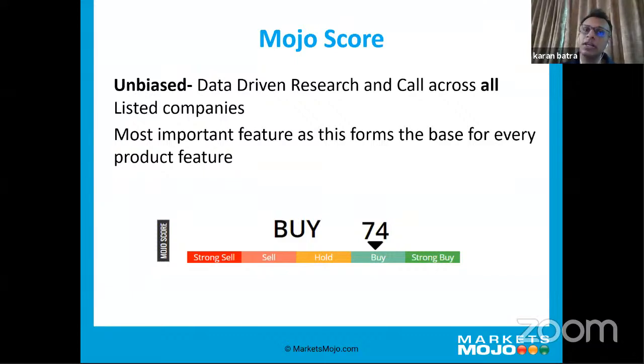So we wanted to create an unbiased system, which is completely data-driven. We do not let projections or judgments cloud our analysis or our call. Whatever the system is telling us, whatever the data is telling us, is what we say is our call on the company.